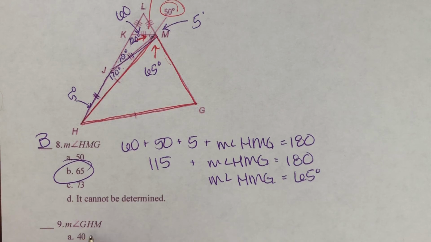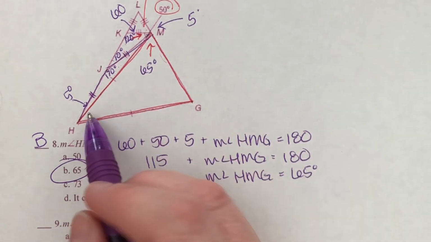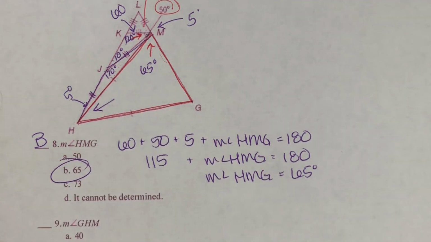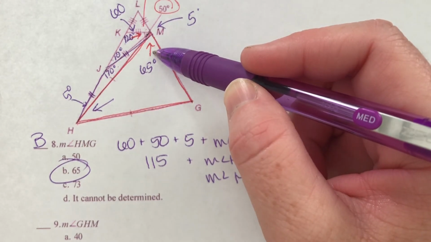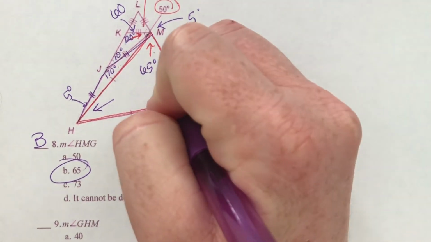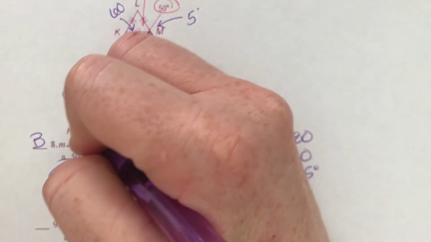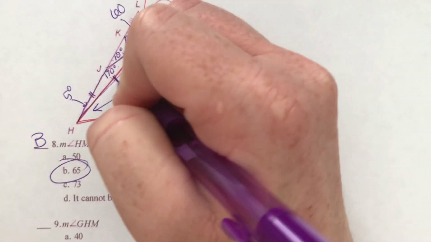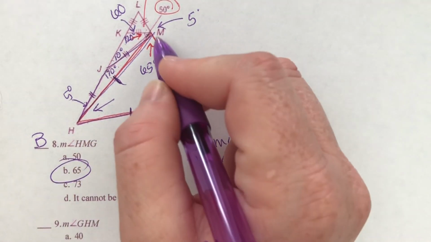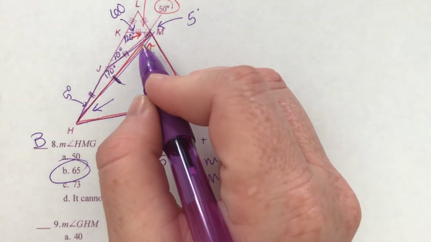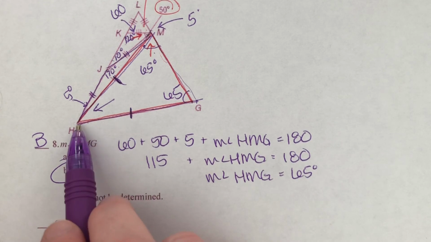And then for number 9, the measure of GHM. GHM is this angle, okay? Again, this is isosceles. If this base angle is 65, that means this angle has to be 65. How do I know they're both the same? They're base angles, because this side here is marked congruent to this side. So these are my two legs, which means this is my base, and my base angles are touching my base.